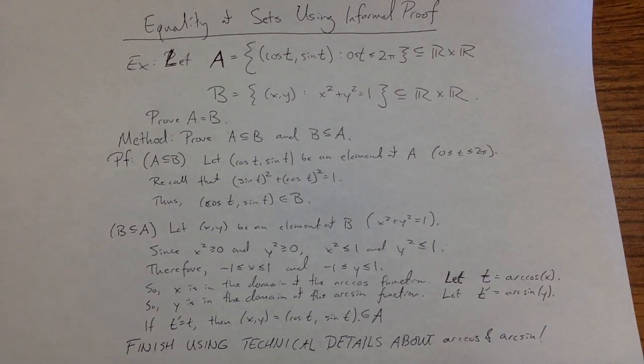I'm going to leave this to you to finish by using technical details about arc cosine and arc sine. For when t and t prime are not the same number, we know something about their range, what numbers they are, and we can use different shifts of them using pi, or negative, or subtracting them from pi, things like that.